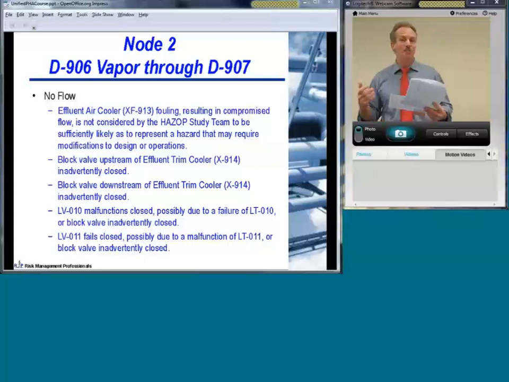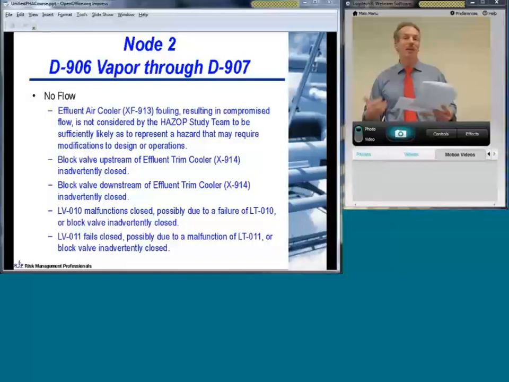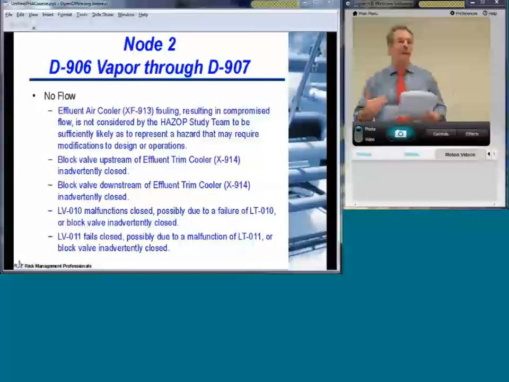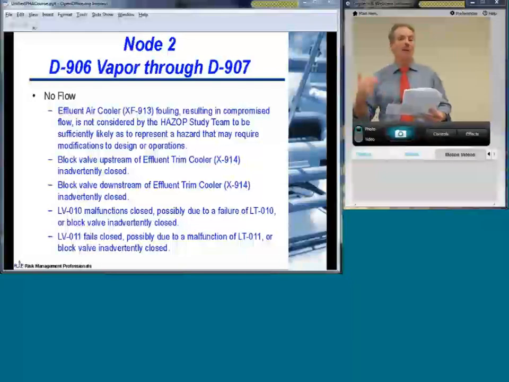Do you need to talk to the team about car sealing open, locking open those valves, or some other means of overpressure protection? These are all things that need to come up during the HAZOP study. And as the facilitator preparing for that HAZOP study, you want to make sure that you set it up so that it prompts the questions.